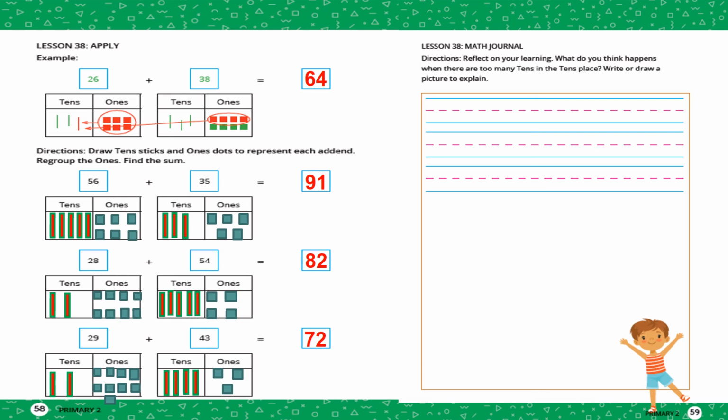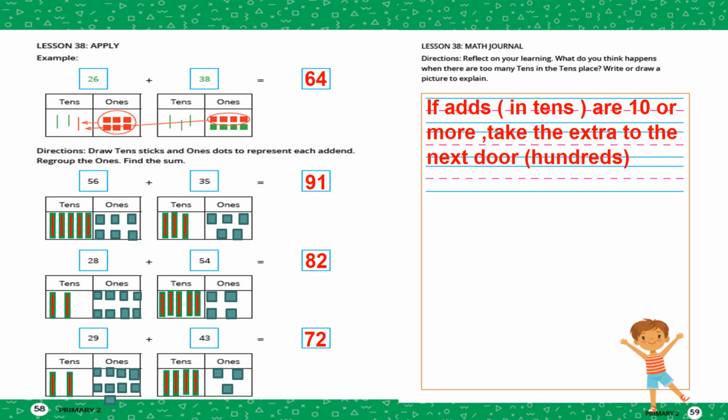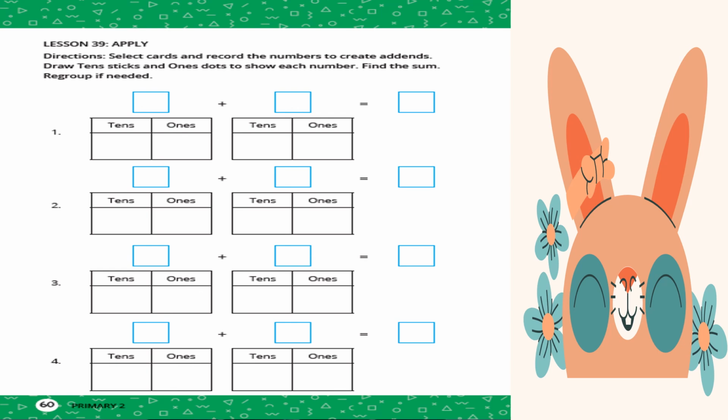Let's move to math journal. Reflect on your learning. What do you think happens when there are too many tens in the tens place? It adds up to 10 or more. Take the extra to the next door. Hundreds door.